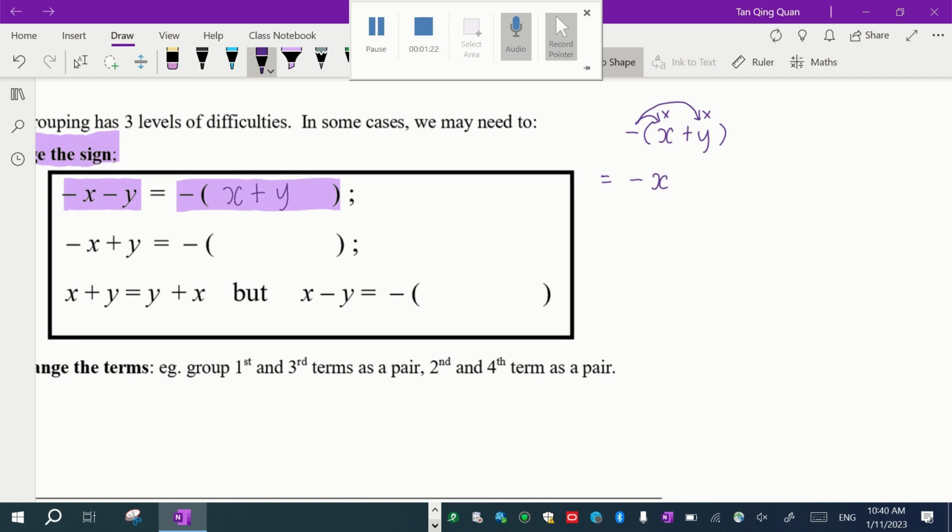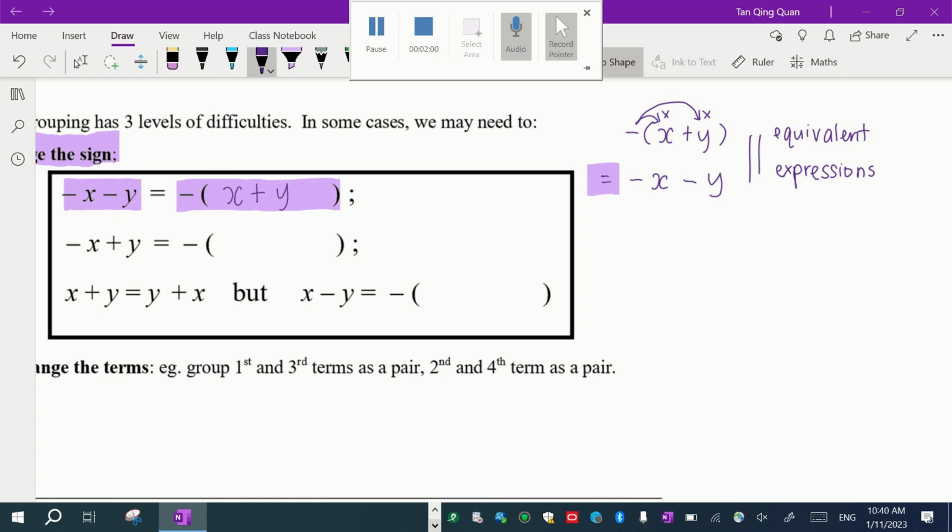Negative 1 multiplied by positive y, negative y. And I can see that negative x, negative y, and negative bracket x plus y, they are equal to each other. That means they are equivalent terms. So these two are equivalent to each other. They are equivalent expressions, which means we could use them interchangeably.